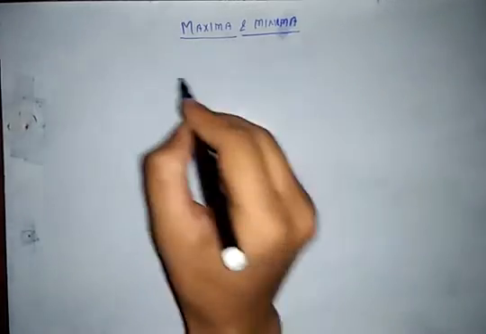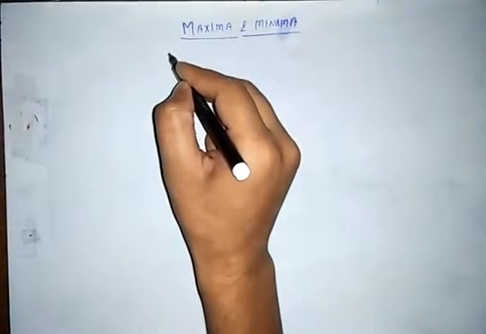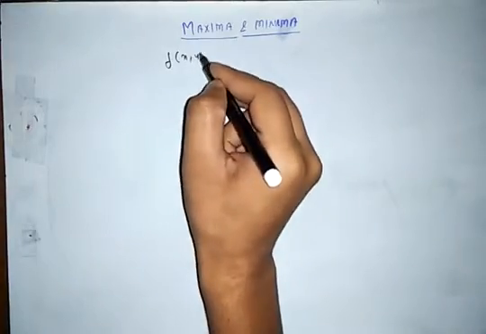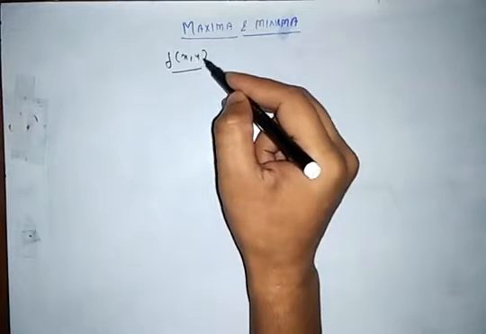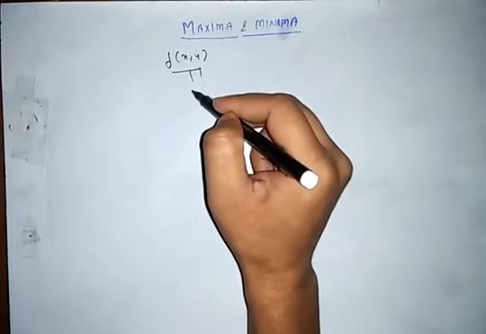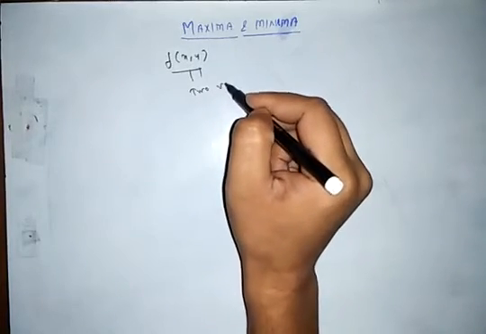So in these sessions we will discuss maxima and minima. How can we find the maximum value and minimum value of any function? Suppose f of x, y. This is a function having two variables, x and y. Okay, this is a two-variable function.